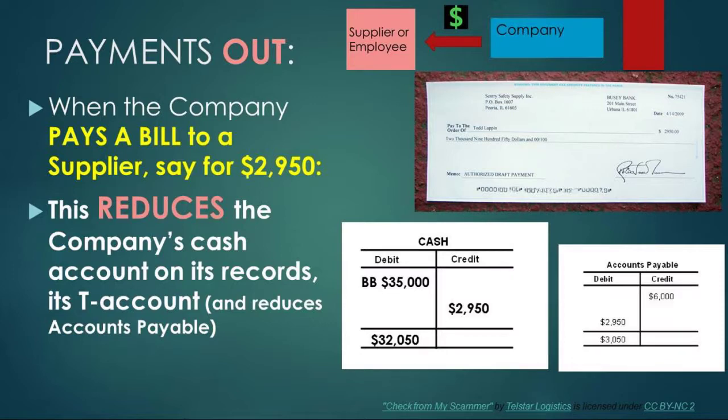So here we are. Remember, the company is paying out. Cash goes down when it pays a bill to a supplier or to the employee. So let's take a sample check. Maybe you've never seen a check before. I'm guessing most of you have. You've probably received them as gifts from family members from time to time. So this check is for $2,950. When a company pays a bill to a supplier, let's say it's for $2,950, the company is going to immediately make that journal entry to reduce cash. They're going to credit cash $2,950, and they're going to debit accounts payable $2,950.